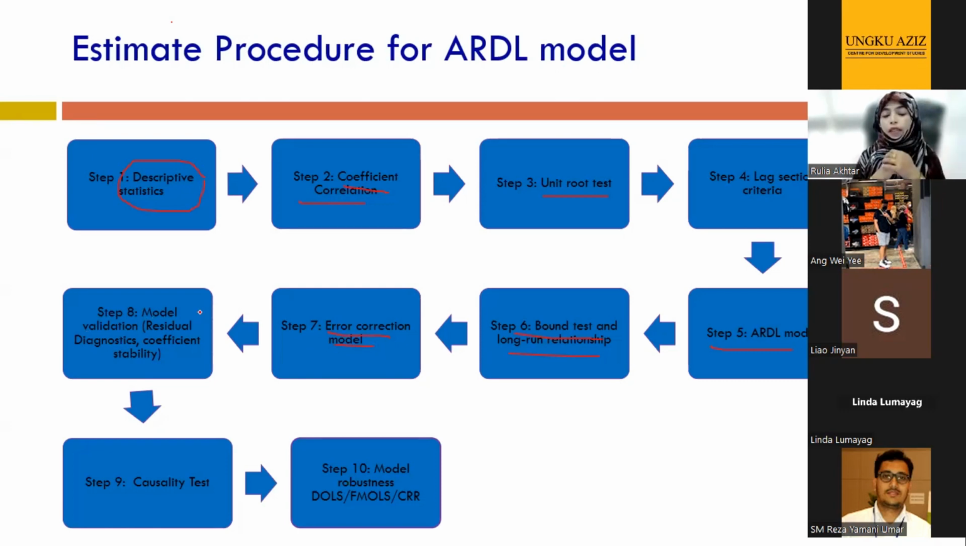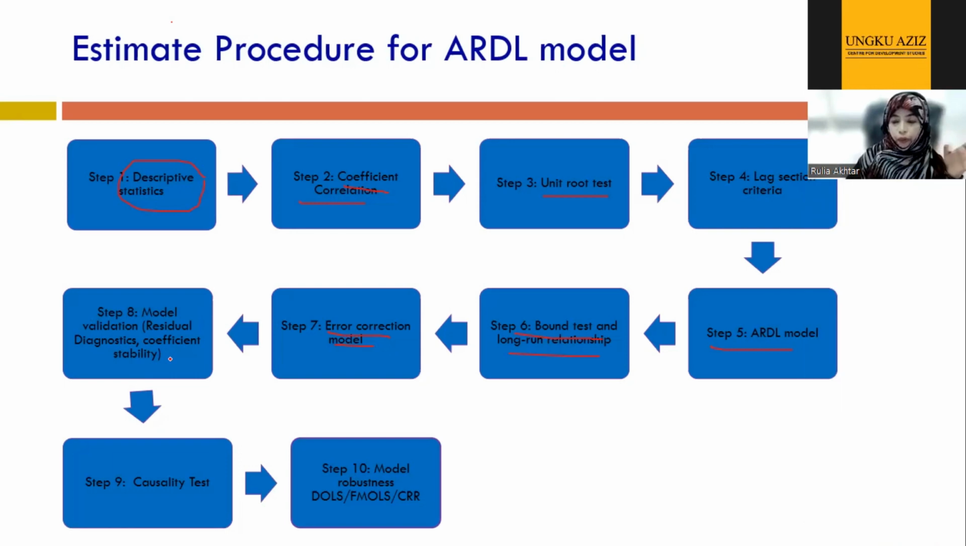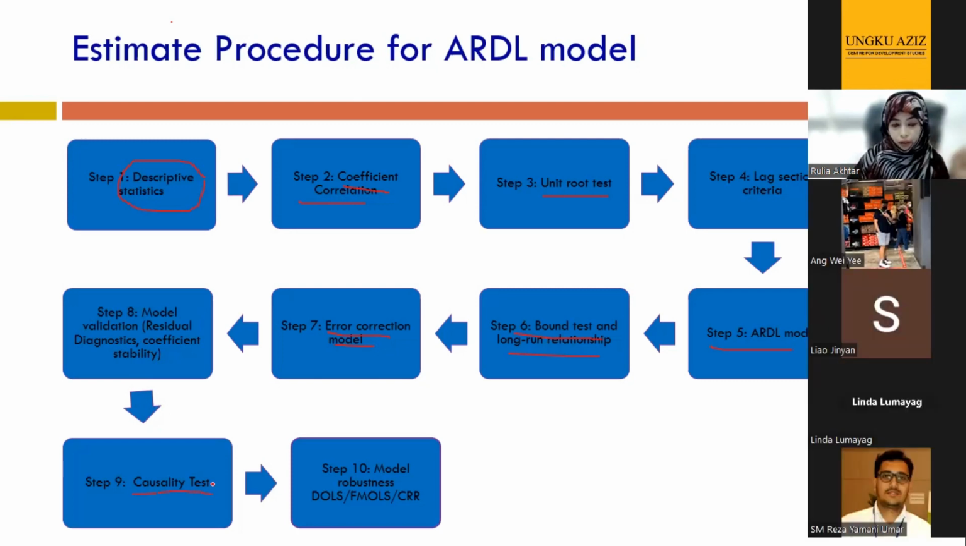We check whether the model is free from serial correlation or free from heteroscedasticity, whether the model is linearly distributed, and whether the model is stable or not. After that, the causality test, the causal relationship between the variables, we need to check this one. And finally, we can see the robustness of our model.